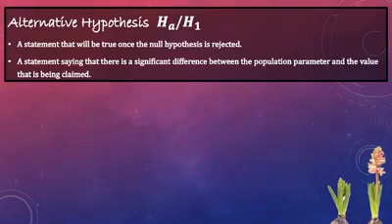The second kind of statistical hypothesis is called the alternative hypothesis, denoted as H sub A or H sub 1. This is the inverse of the null hypothesis, and it holds true if the null hypothesis is rejected. This is a statement saying that there is a significant difference between the population parameter and the value that is being claimed. The alternative hypothesis is usually what the researcher thinks to be true and is testing. Because of this, the alternative hypothesis is sometimes called the research hypothesis.